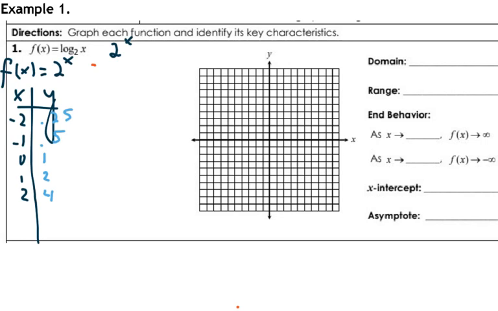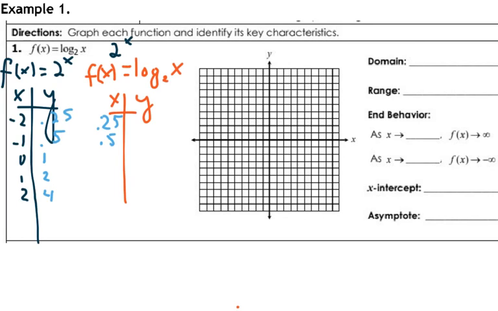Now for the log function table of values, I simply switch x and y in the table. So the x values are my y values from the exponential table, and the y values are the corresponding x values: -2, -1, 0, 1, 2. Now I'm ready to graph.